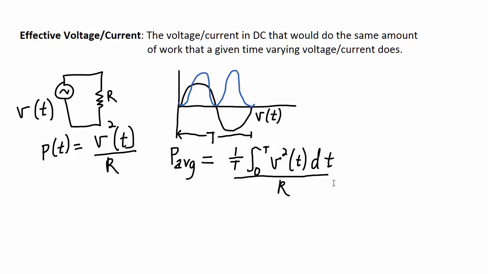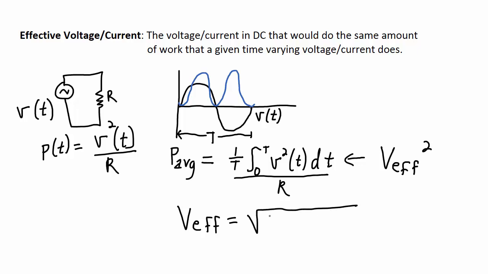So this right here is the V squared, or the V effective squared over R. So this whole numerator is the effective voltage squared. So if that's the effective voltage squared, then the effective voltage will simply be the square root of that. The effective voltage is equal to the square root of 1 over T times the integral from 0 to T of v squared of t dt.